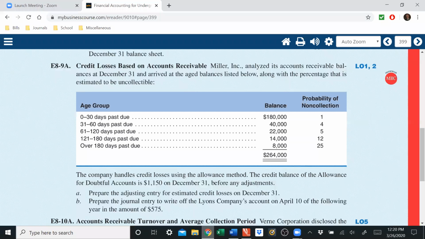All right, what does it say for part B? Prepare the journal entry to write off the Lions Company's account on April 10th of the following year in the amount of $575. So Miller has a customer, Lions Company, and they decided on April 10th of the following year that they're for sure not going to be able to collect on that account receivable. Lions Company is never going to pay Miller. Miller finds that out for whatever reason. Maybe Lions Company went bankrupt. So what's the journal entry that Miller has to do to write off Lions account?